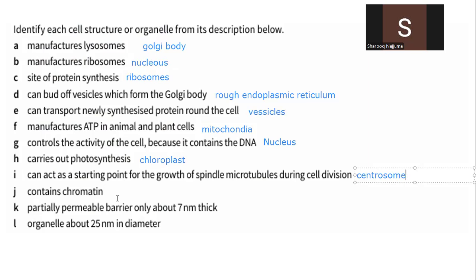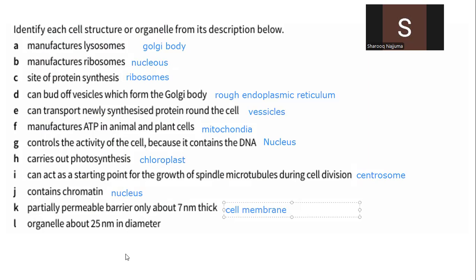Contains chromatin. What is chromatin? Remember, chromatin is just loosely coiled DNA. And which structure contains DNA in that case? So it's still the nucleus. Partially permeable barrier, only about 7 nanometers thick. Partially permeable. Yes, that is the cell surface membrane.